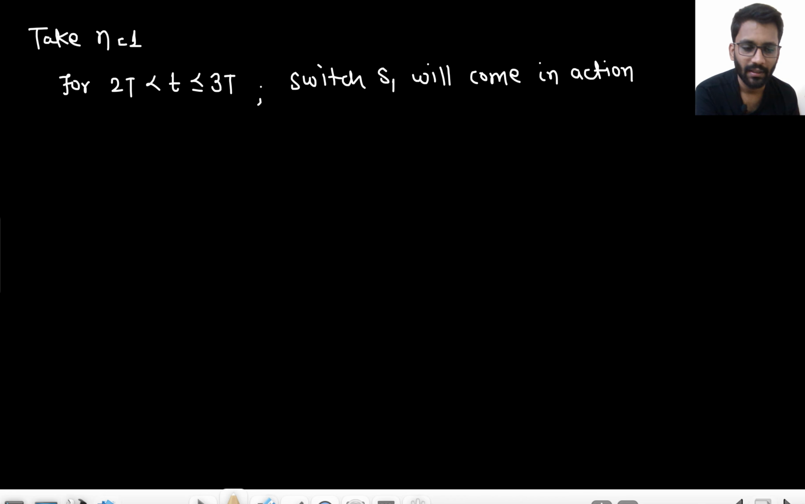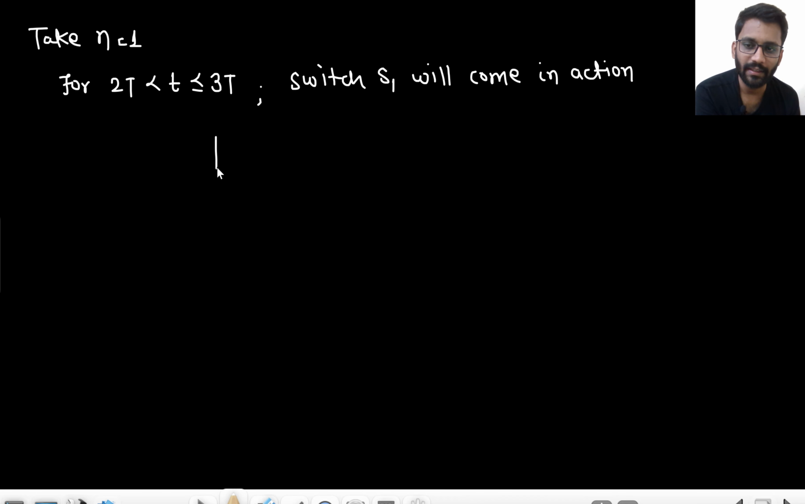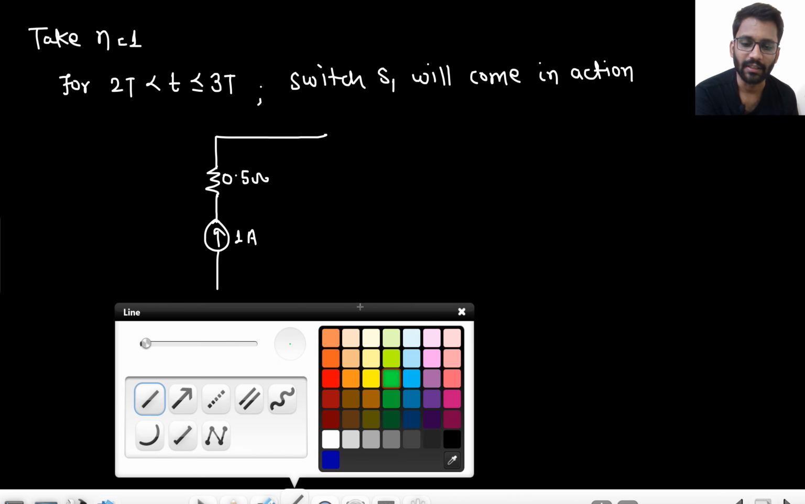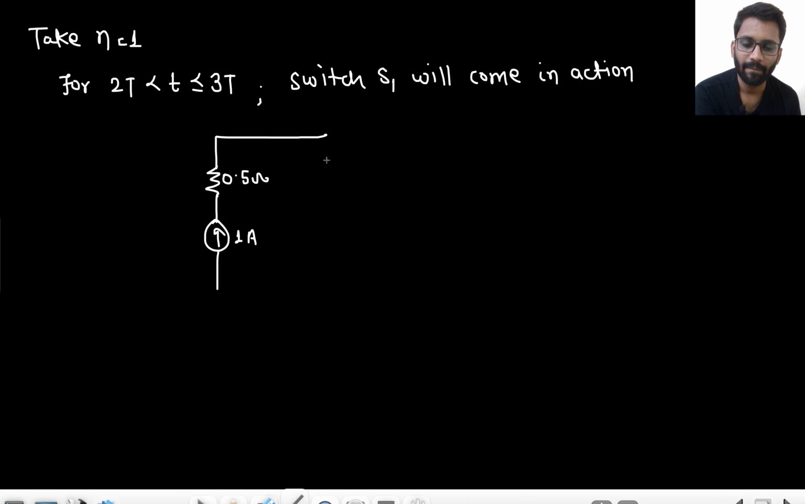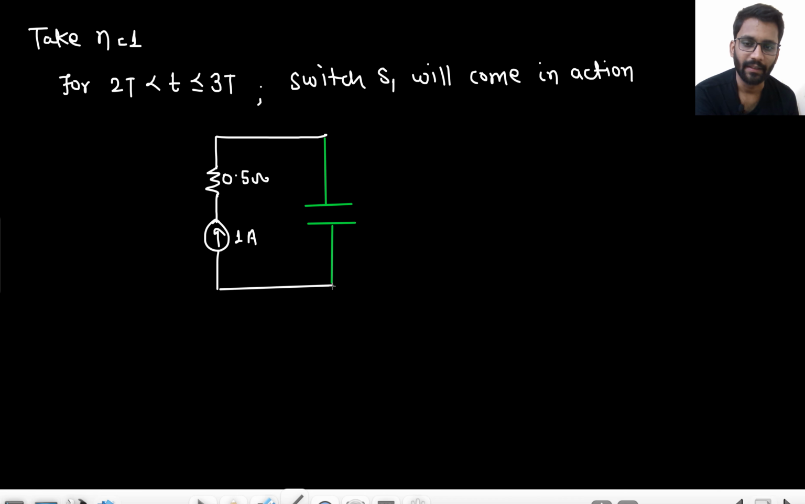So basically, what is the resistance? 0.5. So basically, again the same thing will happen. Nothing is going to be changed. Right? This is 0.5 ohm resistor. That is not making any change. And now the capacitor will be charged. It is initially having 0 voltage. Now this capacitor will be charged.